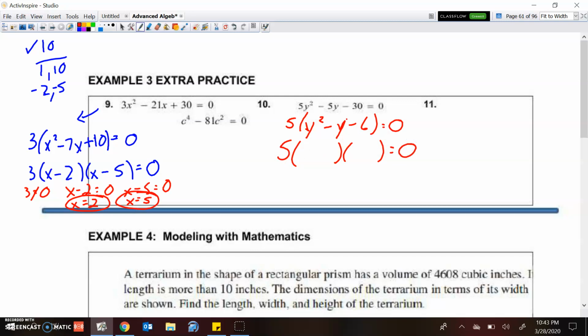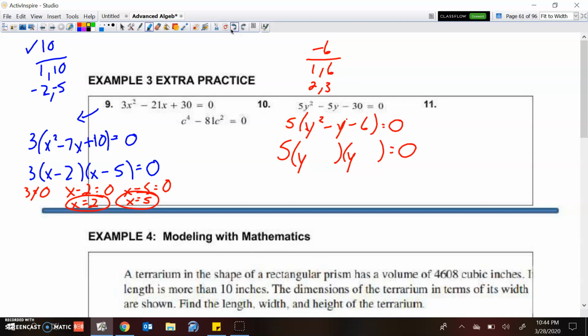I'm going to go ahead and put y first. Y and y. Factors of negative 6: 1 and 6, 2 and 3. They have to add to give me negative 1, because when I do this, I'm looking at my new one. I'm not looking at what was originally in the problem, because I factored that 5 out. So that's why I'm working within this new problem.